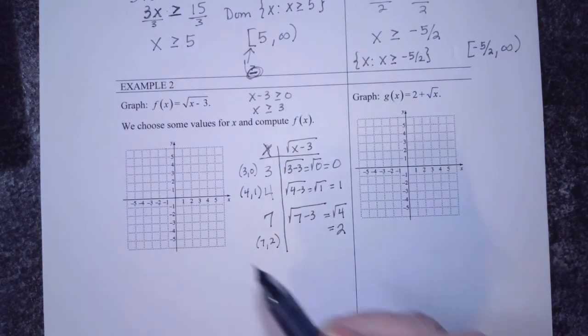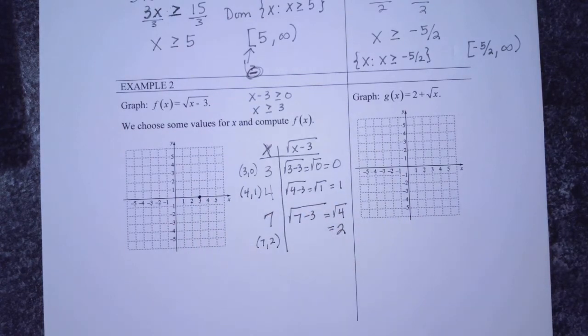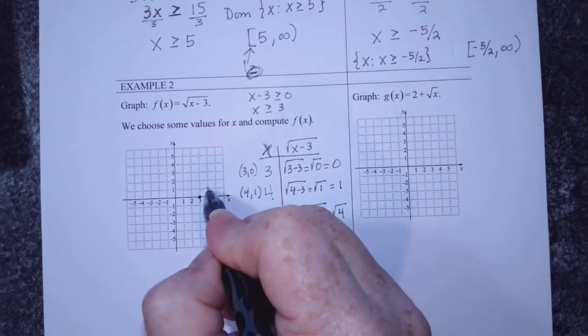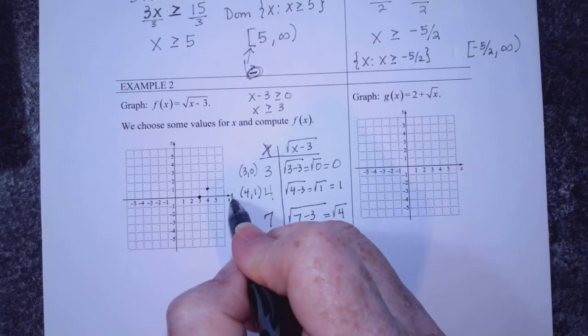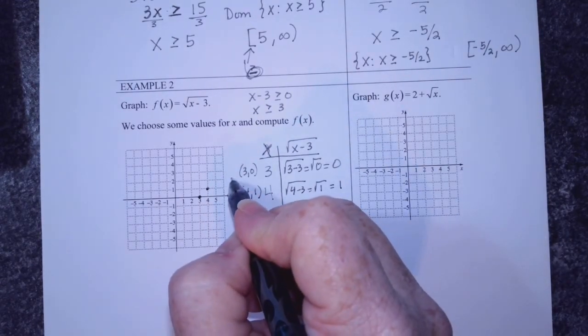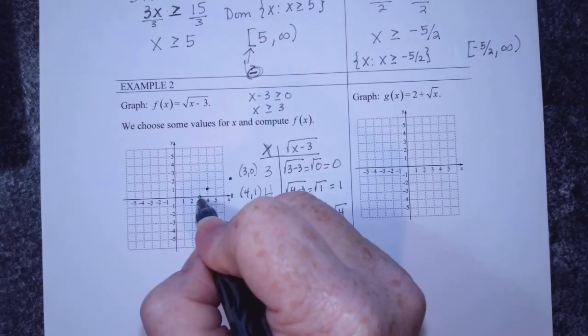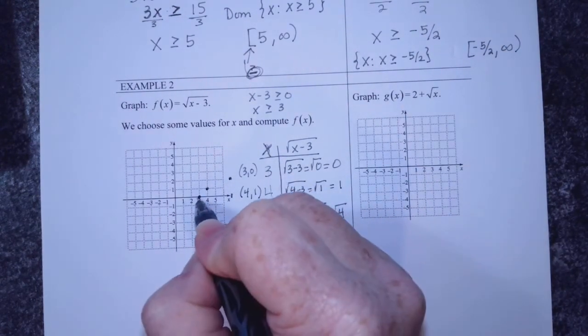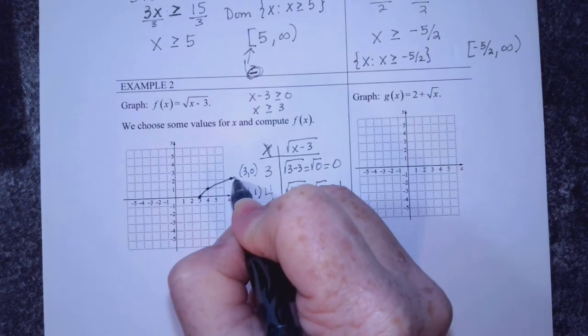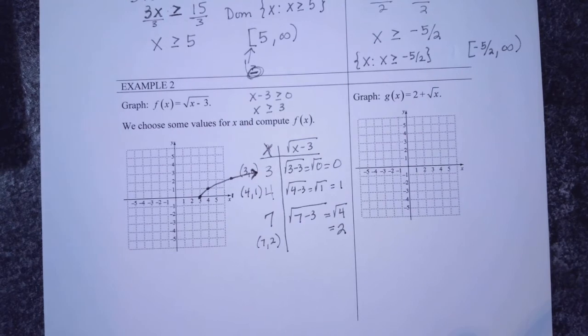So if I plot those points, I would have (3, 0), (4, 1), and 7 would be about here, and 7 would correspond to a y value of 2. So I'm going to start at 3 and go to the right, connecting with a smooth curve. This graph paper is not really big enough there. And we would get a graph that looks similar to that.